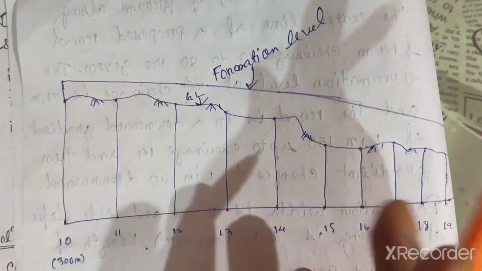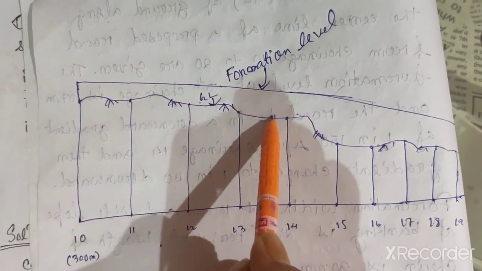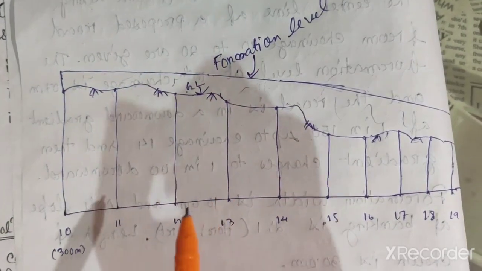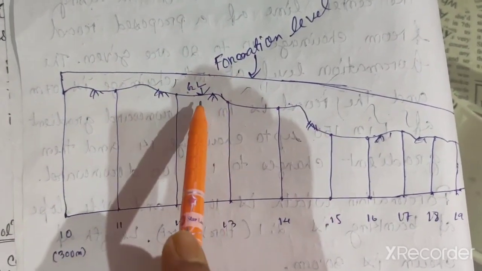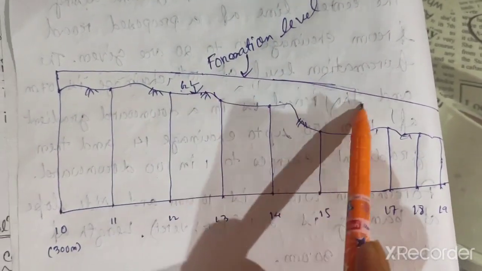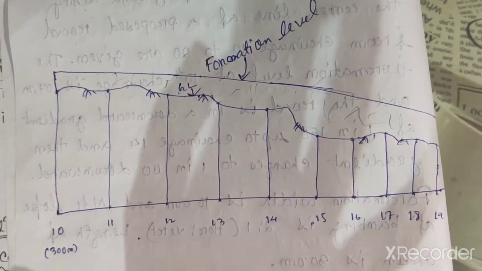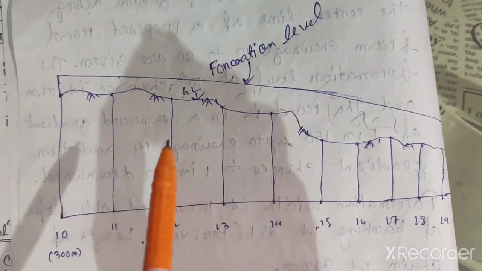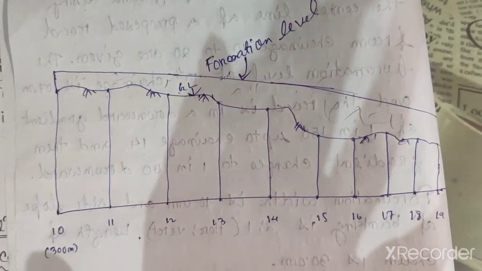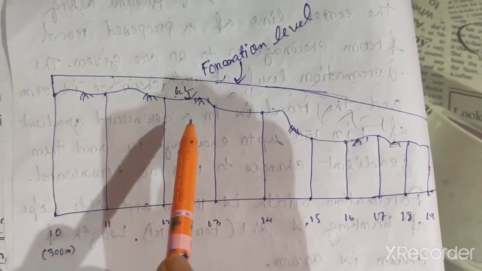Sometimes we have to go for earth cutting also, if the ground level is above this formation level. But here in this case, we have to do earth filling. All this blank portion has to be filled up by earth in order to achieve this formation level from this ground level. So we need to calculate how much earth filling has to be done to achieve this formation level from this existing ground level.